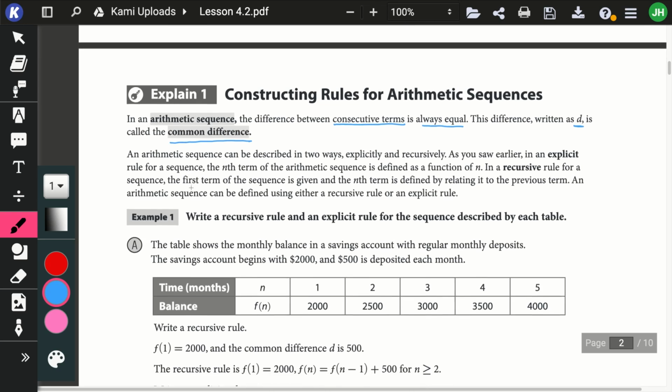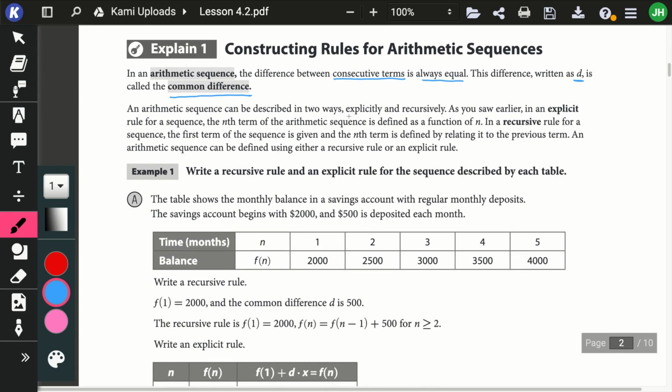So in an arithmetic sequence, you can describe it in two ways, both explicitly and recursively, right? We learned these last week. As you saw earlier, in an explicit rule for a sequence, the nth term, any term n, of the sequence is defined by the function of n. In a recursive rule for a sequence, the first term is given and the nth term is defined by relating it to a previous term. So you can define an arithmetic sequence using either a recursive rule or an explicit rule.